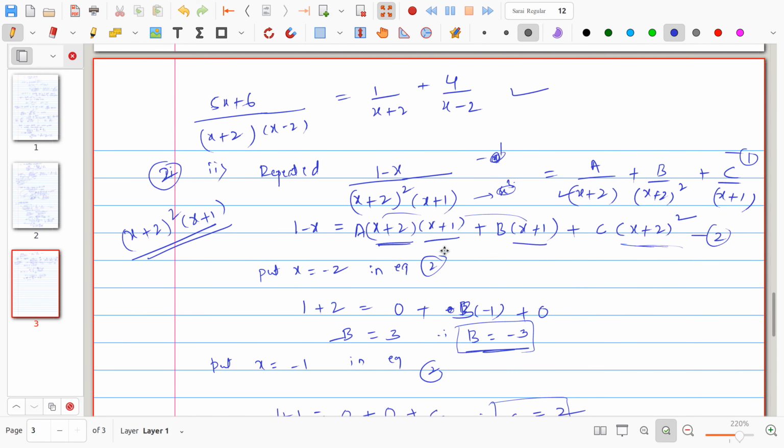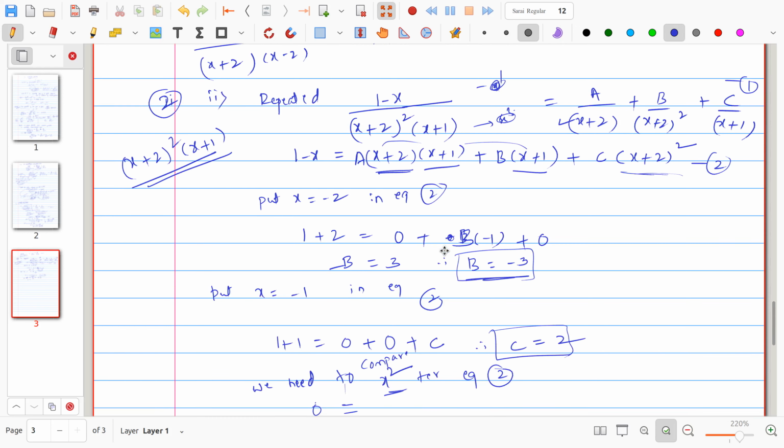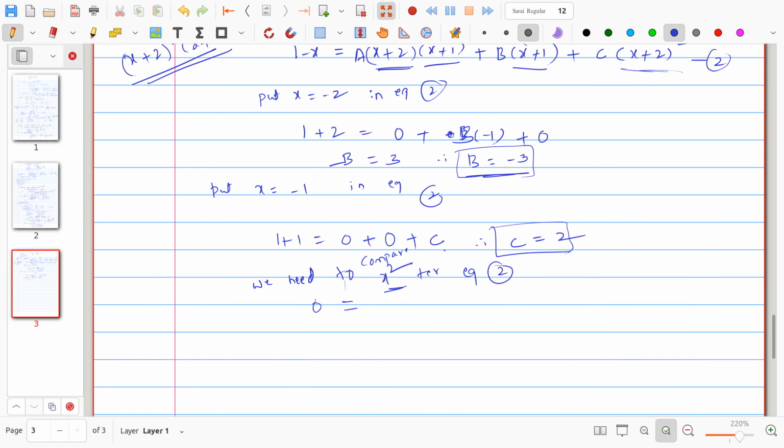In equation 2, the left side has no x square, and the right side has the a term and the c term, and we need to find a. Therefore a is equal to minus c, and since c is 2, a is equal to minus 2. Put these values in the final equation.